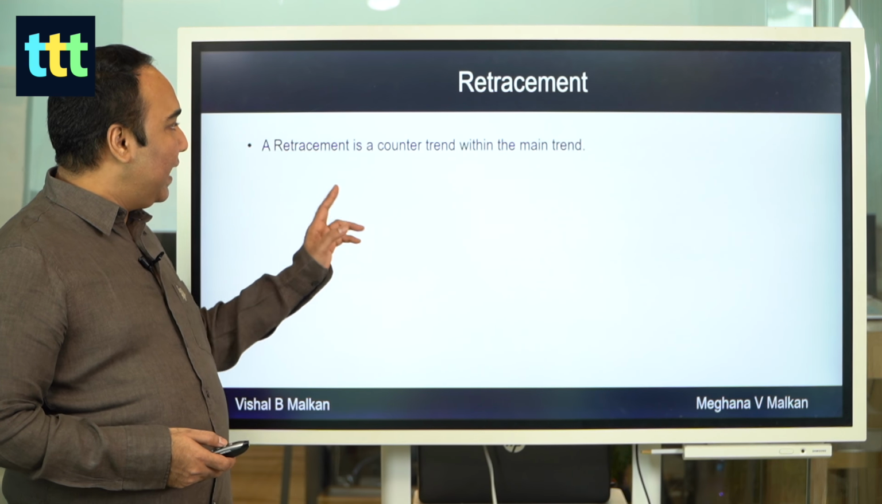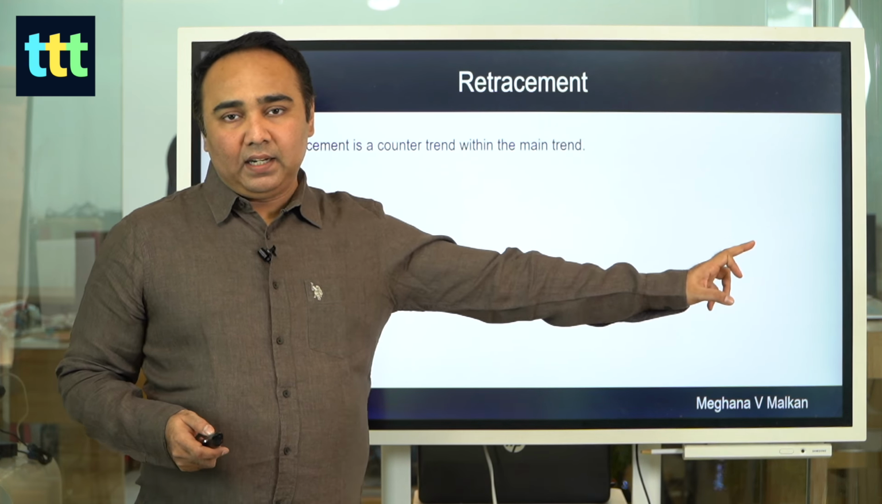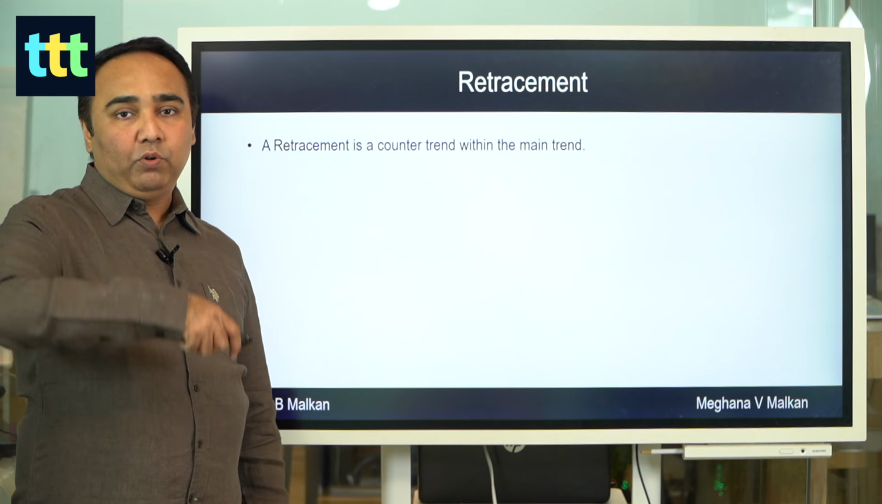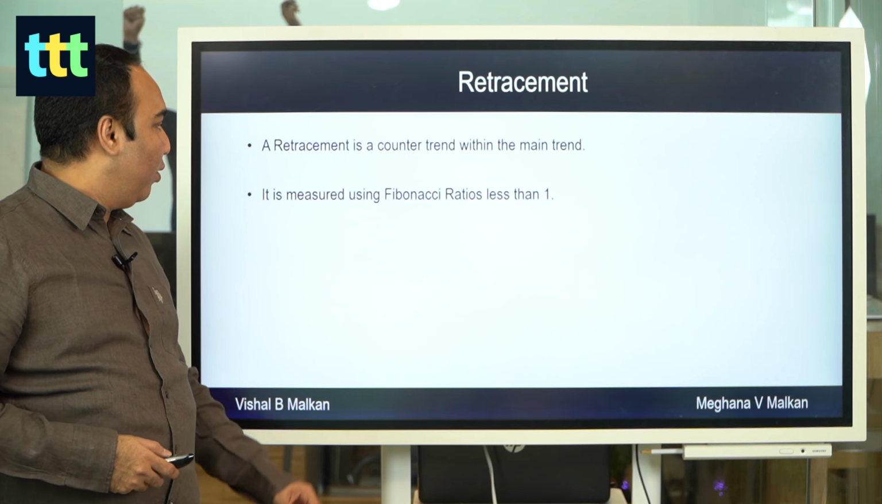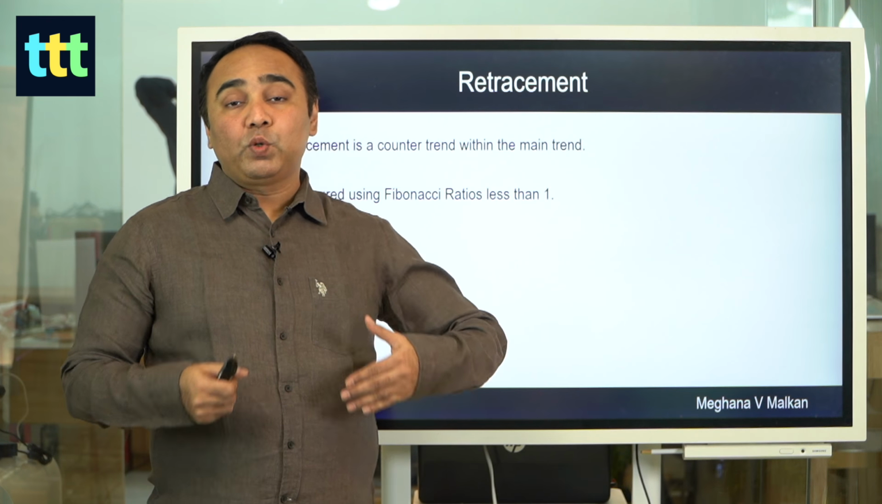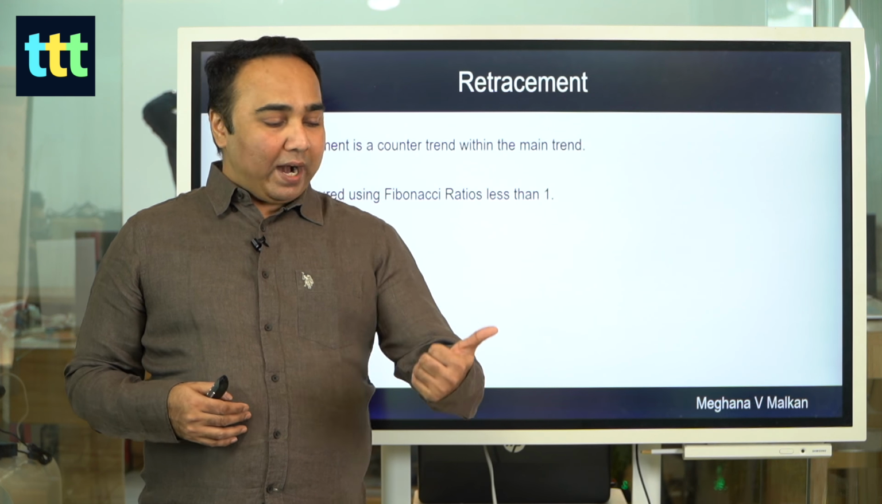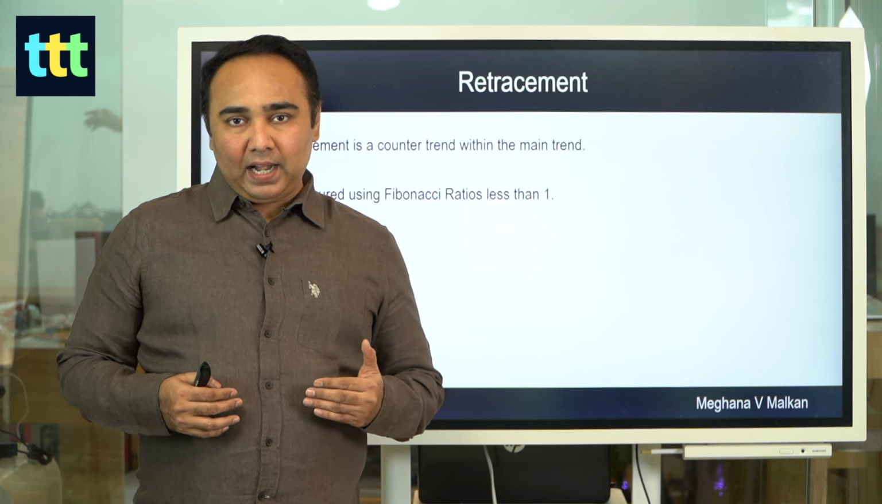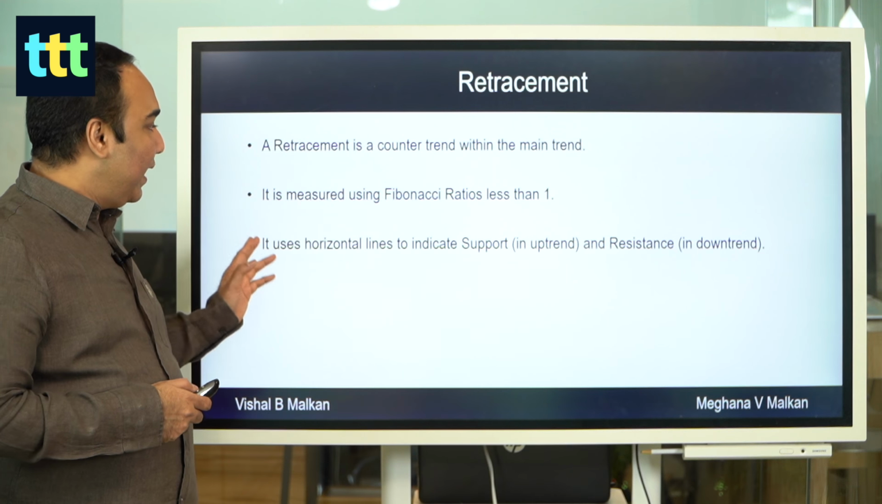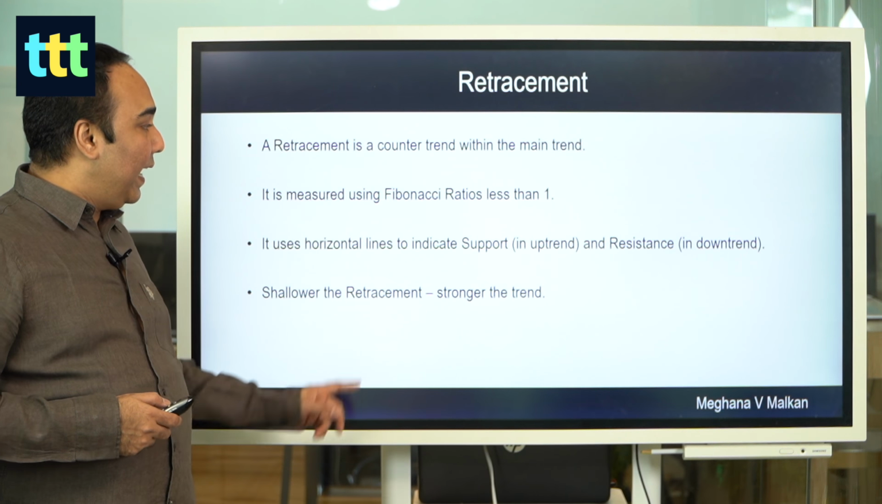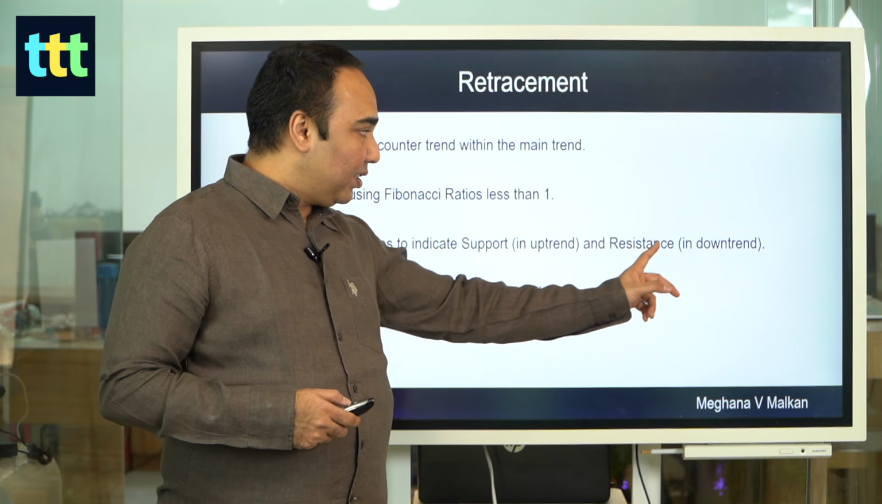Now let's talk about retracement. A retracement is a counter trend within the trend. A counter trend is when you go up and you go down. Let me show you. It is measured by using ratios which are less than 1. All these, 0.23, 0.38, 0.5, are less than 1, right? So we use those ratios. It uses horizontal lines of support in an uptrend and resistance in a downtrend.